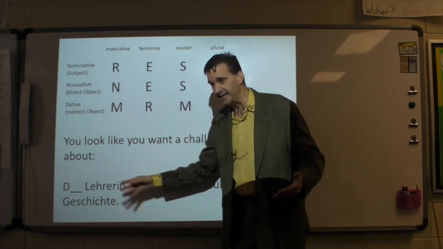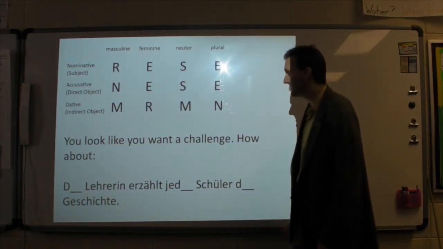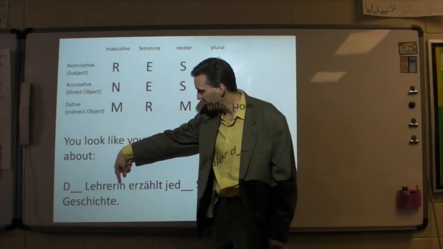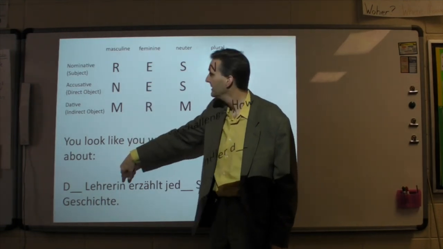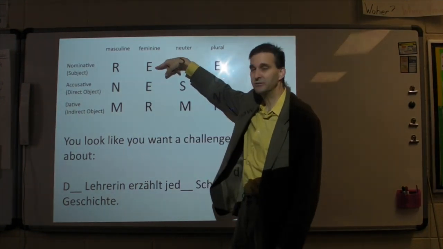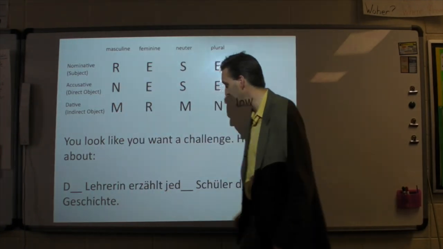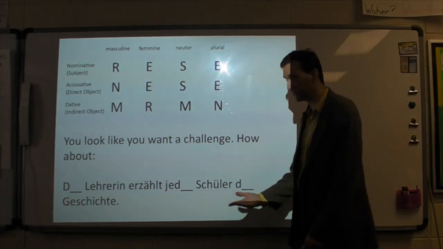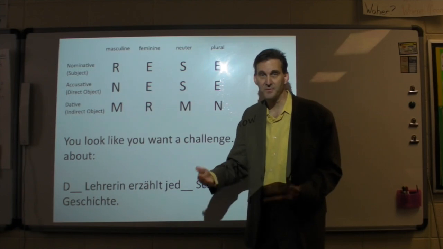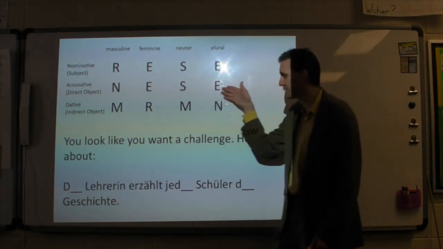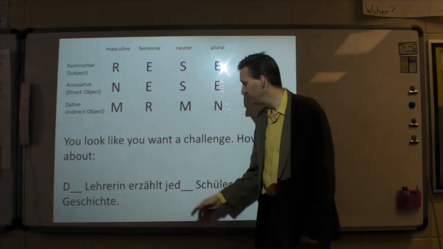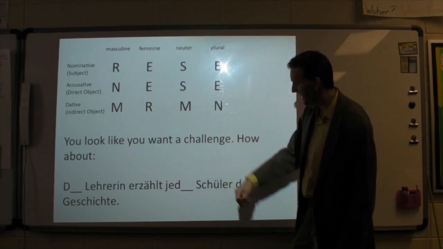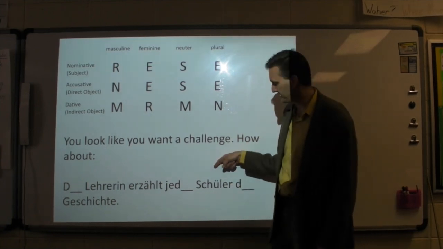How about this one? The female teacher, so the teacher, tells every student the story. Well, we know the teacher is the subject, and the IN makes it very easy that that's a female teacher. So, subject, feminine, boom, E right there, we got it. Die Lehrerin. Now, what's being told? What's being told is the story. So, the story is what's being verbed, that's the direct object. So, who's receiving the story? Every student is. So, student is going to be singular and masculine in this particular case.